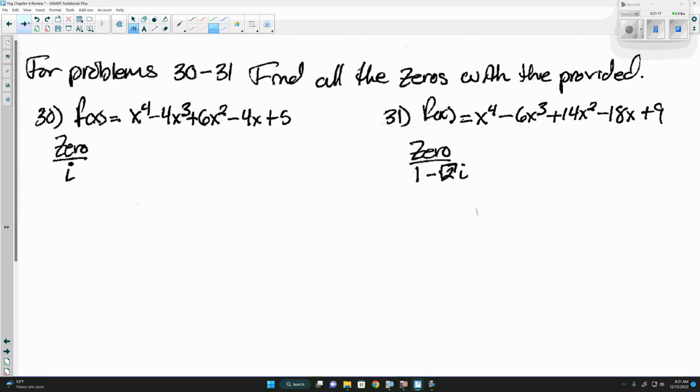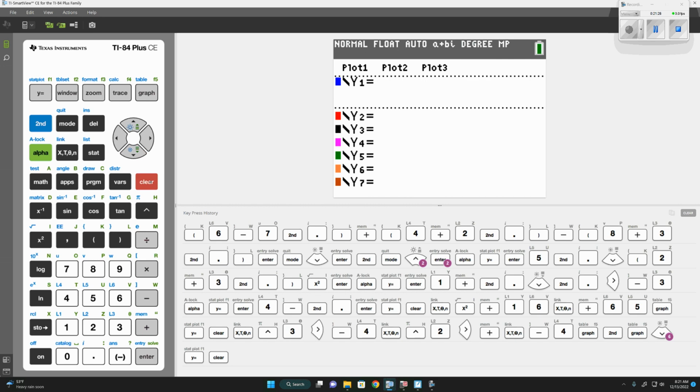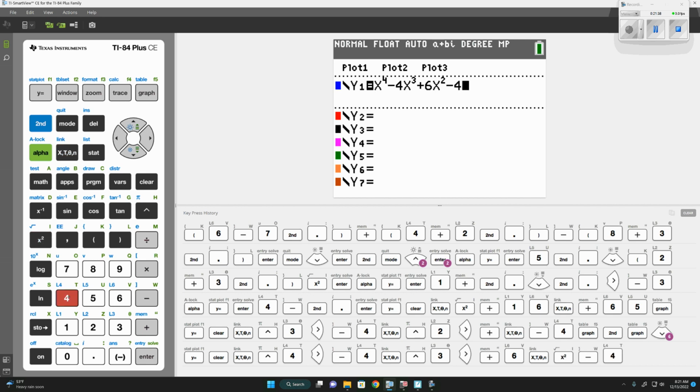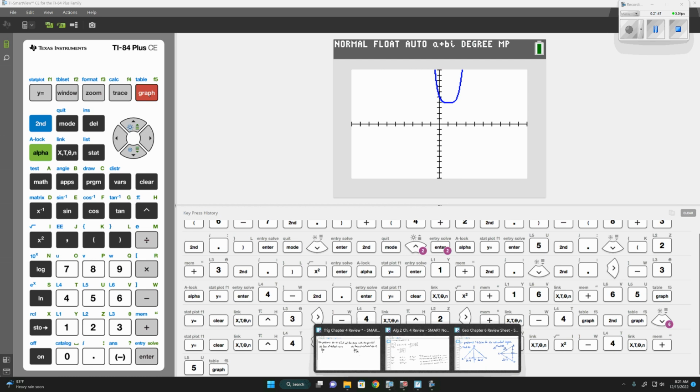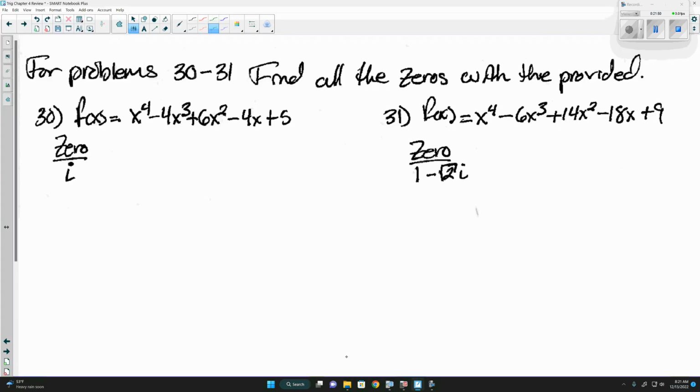Questions on 30 or 31? 30 and 31, I'll go on and just look at 30. One of the first things I do is just graph the thing. X to the 4th minus 4x to the 3rd plus 6x squared minus 4x plus 5. Graph. And it would be nice that way. So it shows us that it doesn't cross anywhere, and the only possible rational zeros are going to be 1, negative 1, 5, or negative 5, which didn't show up any of those.